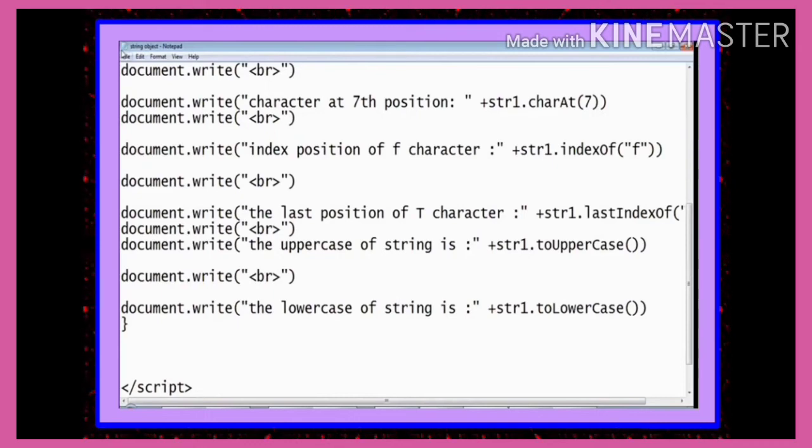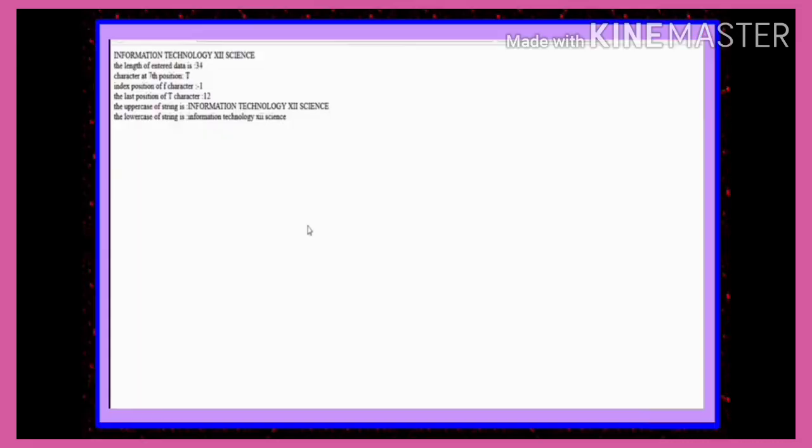Use the toLowerCase function applied on str1, instead of toUpperCase. Save the program, run on the browser, enter "information technology" in capital letters, click on the OK button. Instead of that, insert "information technology 12th science" and then click on the OK button. You will get "information technology 12th science" in small letters, lowercase.